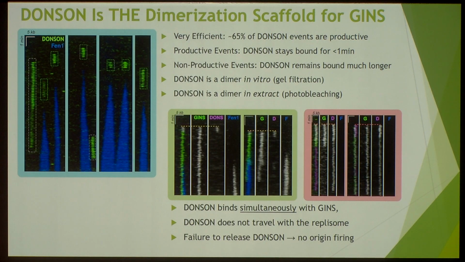And in fact, our data says that when we see non-productive events, which are long-lived, as you can see here, GINS is recruited, Donson is recruited. For some reason, Donson stays bound for a really long time and eventually photobleaches. But those events never fire, which means that the release of Donson from the origin is a prerequisite for replication initiation. So failure to release Donson leads to no origin firing.